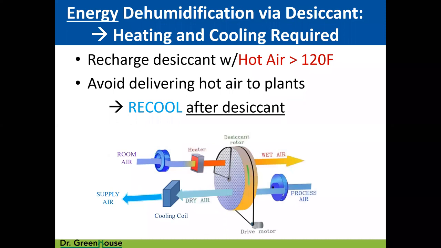Desiccant. Well, we have to recharge that desiccant with really hot air, at least 120 degrees. Well, now we don't want to deliver 120 degrees to our plants. So what do we do? We cool it. So now we're heating and then we're cooling, right? I mean, we've just swapped positions almost.